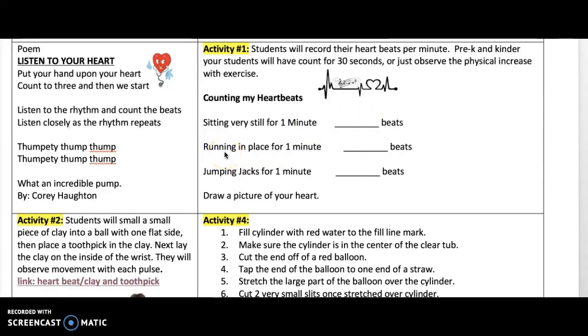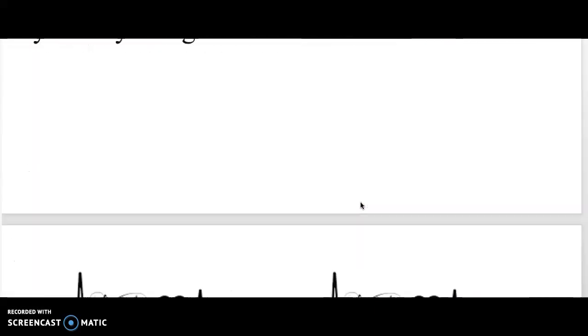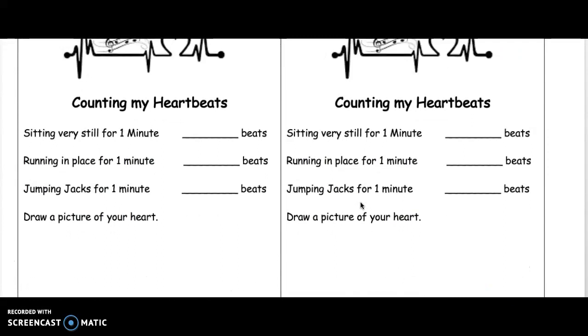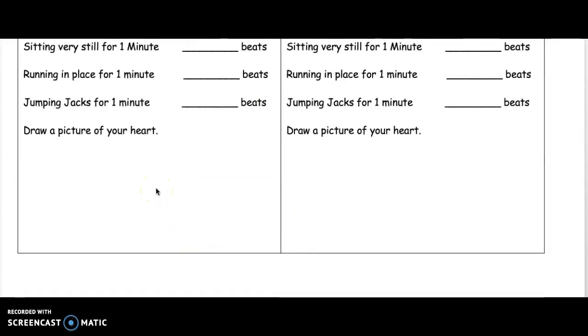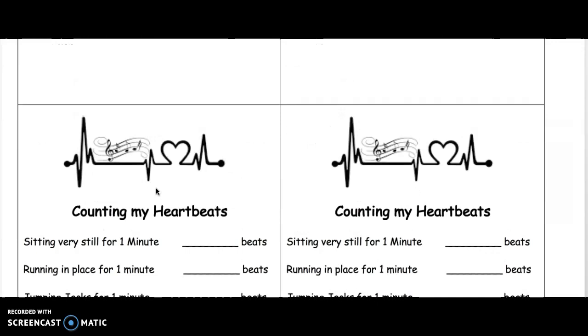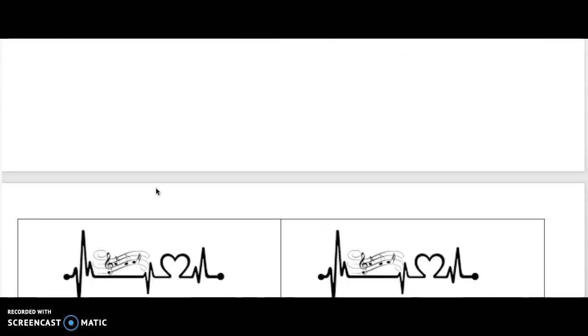Then they're going to run in place for 1 minute, count and record, jumping jacks for 1 minute, count and record, and then there will be a place. It's actually here. Looks like this. These are your journal entries, a place to draw what they think the heart looks like, and then to show them what it actually does look like. In actuality, they will sometimes be surprised.